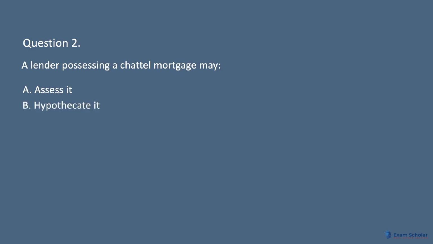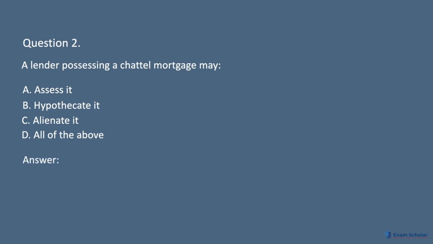Question 2. A lender possessing a chattel mortgage may A. Assess it. B. Hypothecate it. C. Alienate it. D. All of the above.